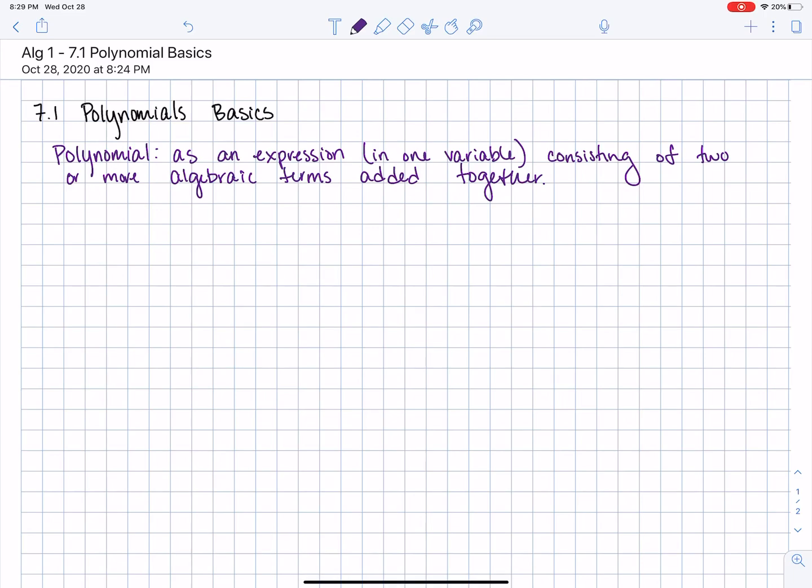So each of these terms can be a number, a variable, or a combination of the two.